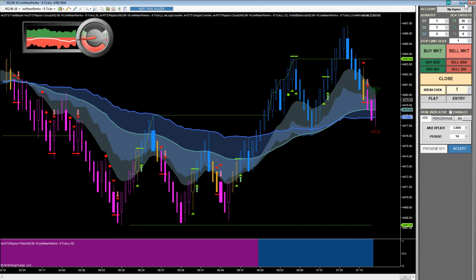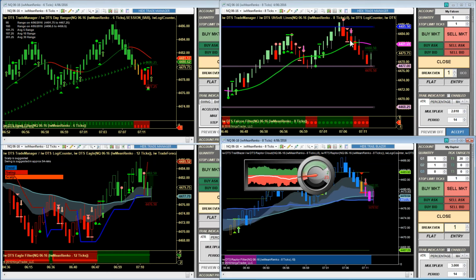So it looks like we're going to be in a little bit of a chop zone. We may get a soft edge sell signal here on the Raptor. We'll see how that plays out. We don't have the signal just yet. The Falcon, the trend line, also starting to turn over here a little bit.